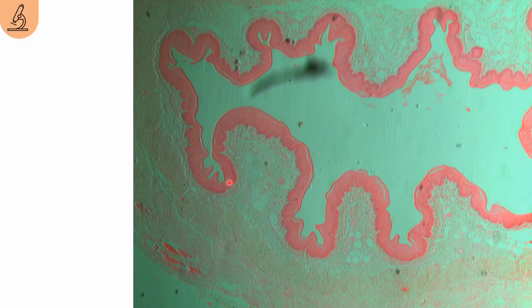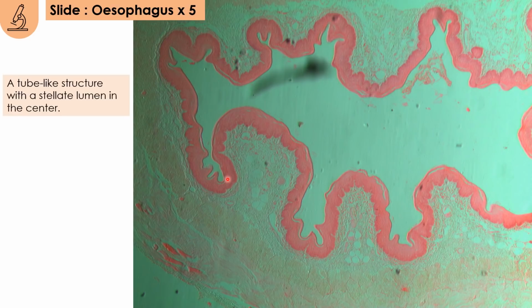Any guess what this is? This is actually the esophagus. It's a tube-like structure with a stellate lumen. This part, the one that is darker in color here, is the mucosa.